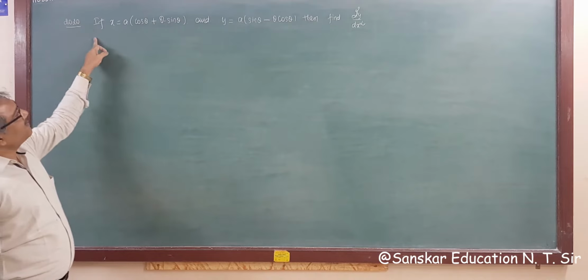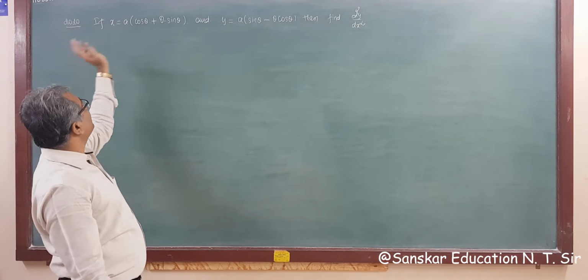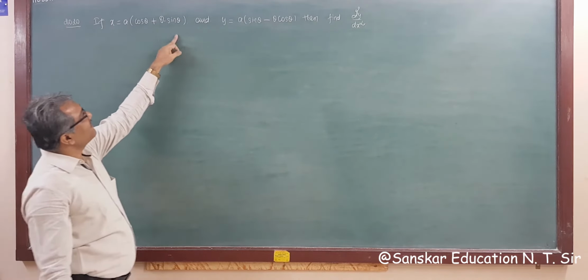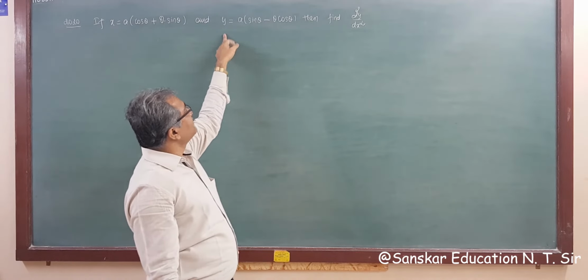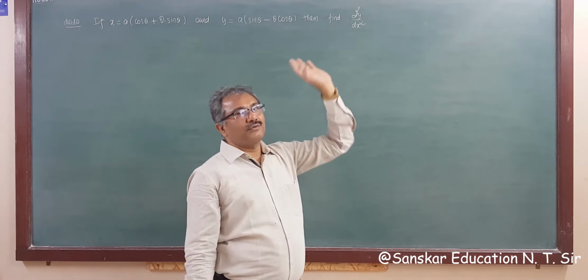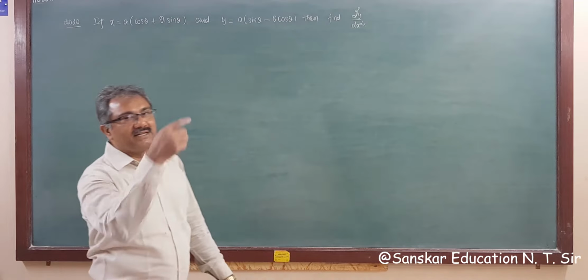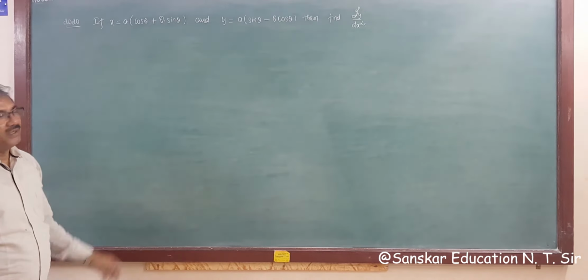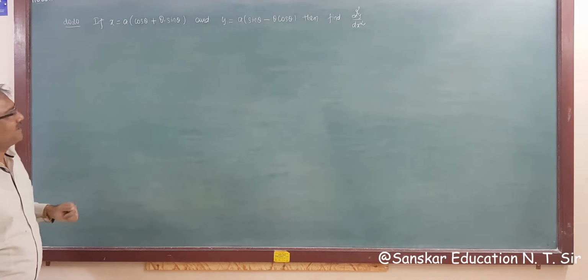So the question is given this, right? X is equal to a cos theta plus theta sin theta, and y is equal to a sin theta minus theta cos theta. Then we have to find out d square y by dx square. We did this example previously also, but again we are solving for your practice, right?